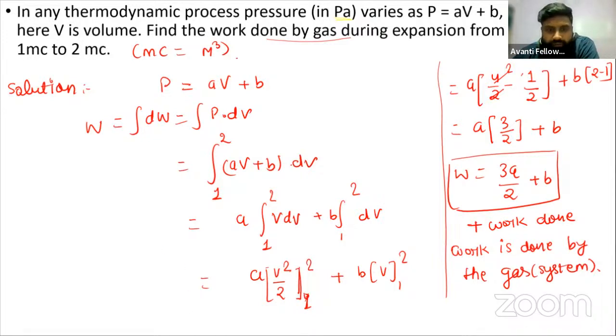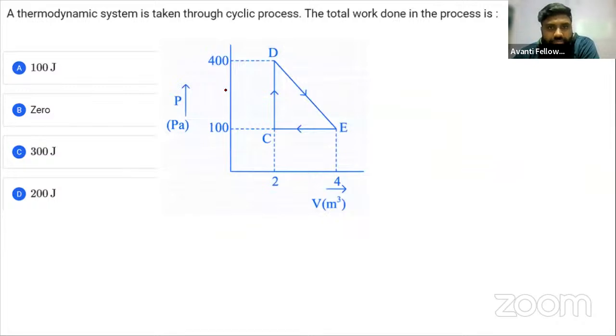Now move on to the next question. This is the PYQ based on indicator diagram. A thermodynamic system is taken through a cyclic process. The total work done in this process is, this is the question. Now a PV diagram is given to you. So we know that total work done is given by the area under the PV curve.